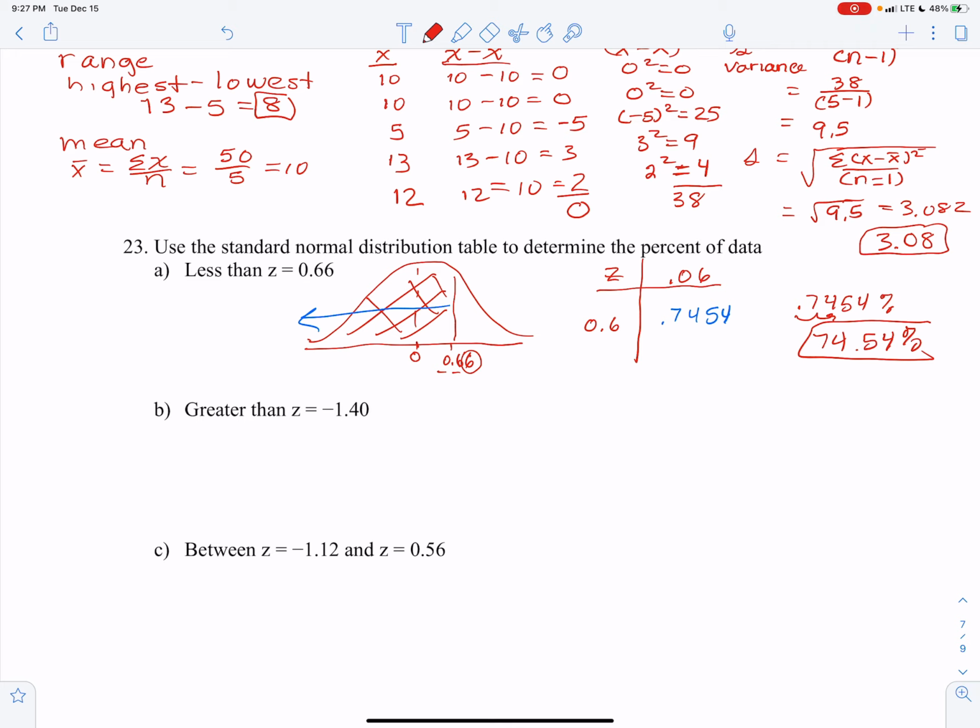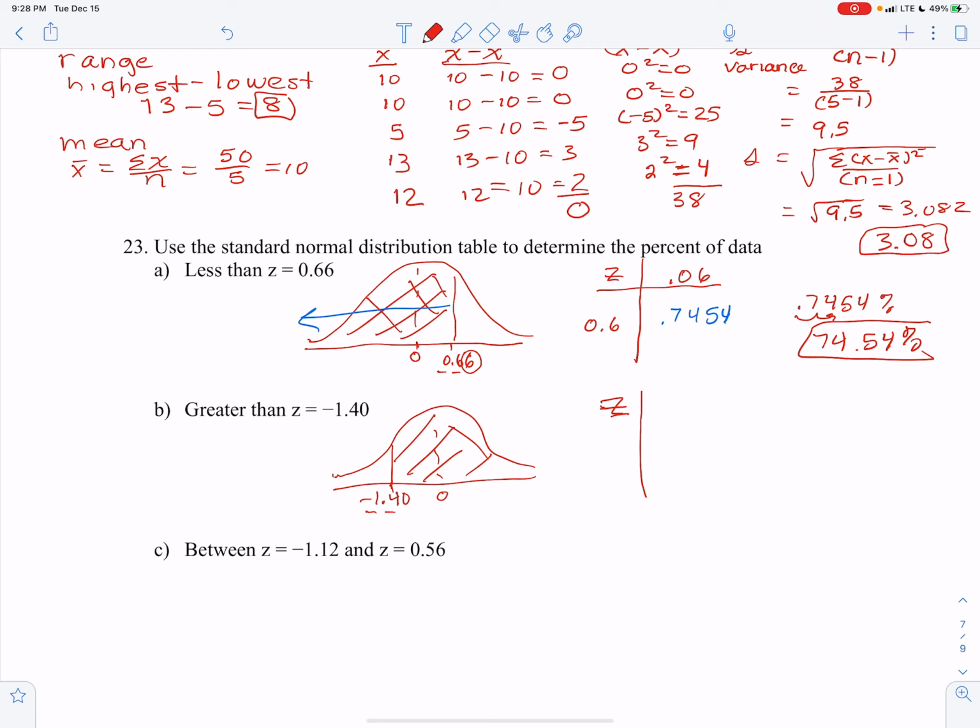All right, now to find the area from that standard normal distribution table greater than a negative 1.40. So z0 is here. A negative 1.40 would be here. We want the area greater than that, or to the right. So I'll use my table. Now I need the table that has negative z-scores in it.